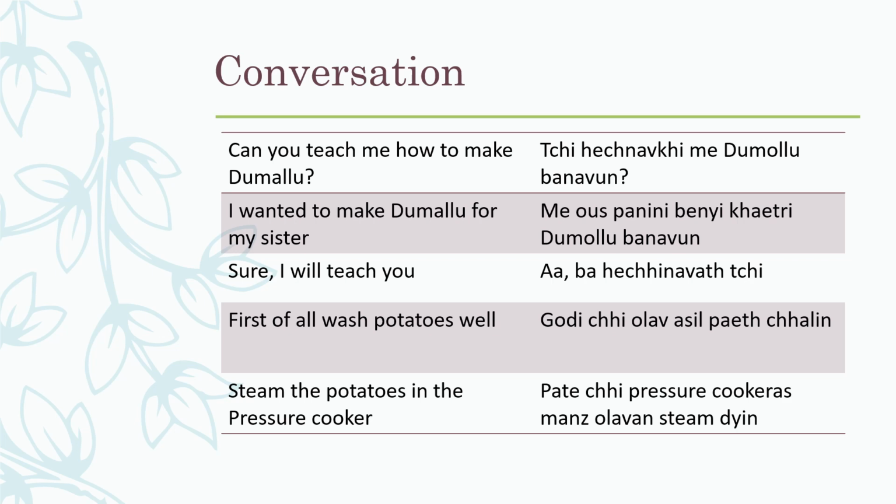First of all, wash potatoes well. God ch olav asıl pert chalin. God is first. Olu is singular potato. Olav means plural potato. The potatoes means olav. Asal means well. Chalin is wash. To wash is chalun or chalin.